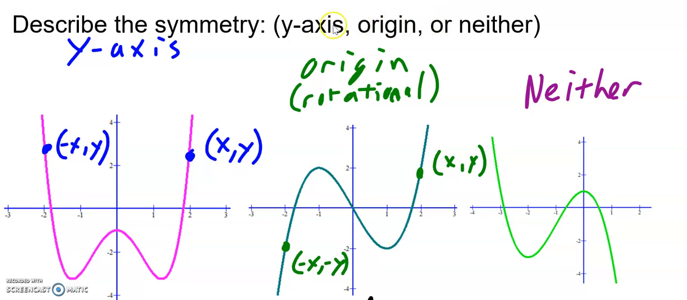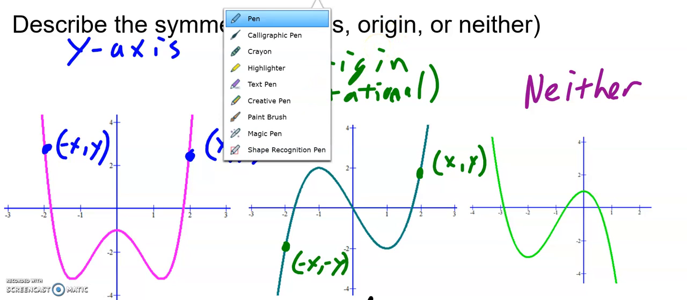And remember, we're specifically talking about the y-axis and the origin, right? So, for instance, if I took a parabola, it only has symmetry about the y-axis if the vertex of the parabola is on the y-axis. If the vertex of the parabola is somewhere else, the parabola itself still has symmetry because it has an axis of symmetry, but it doesn't have y-axis symmetry or origin symmetry.